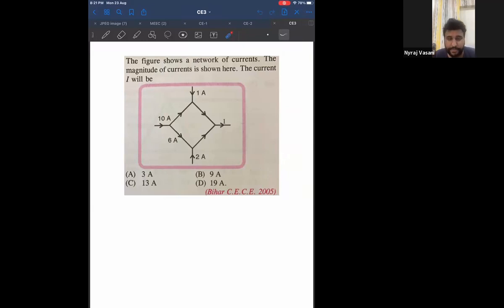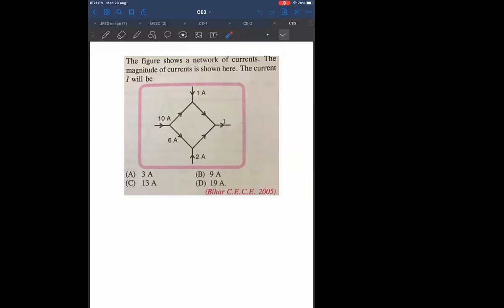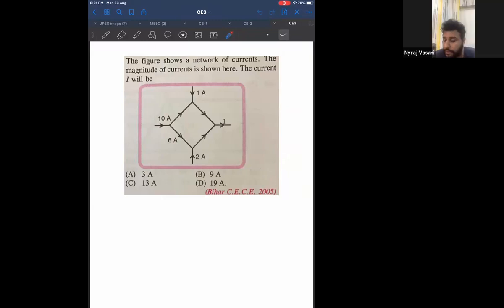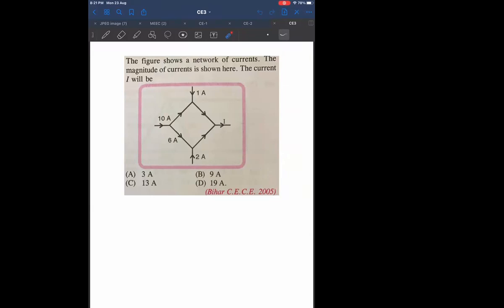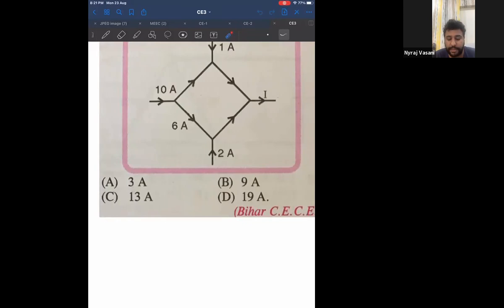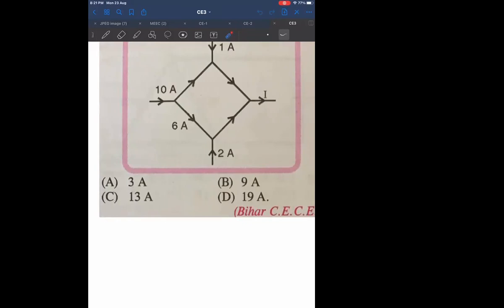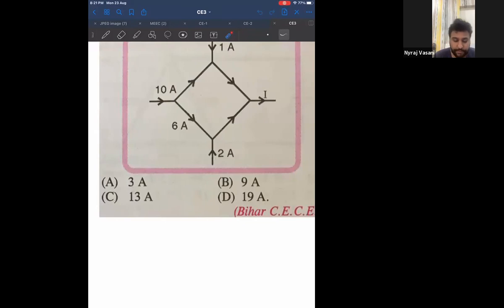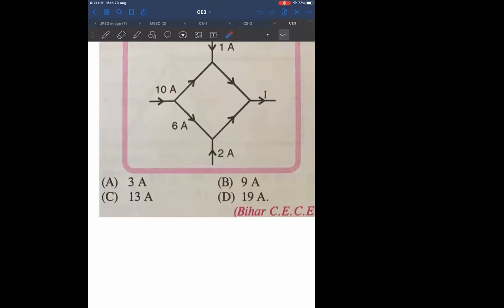Any doubt in this question? I think it is direct. Sir, 10 A is for which arrow? The one which is like the upper. 10 ampere is the upper left current entering. Okay. I thought it was upper left. No. It is current entering is 10 ampere. Sir, can you show this one?